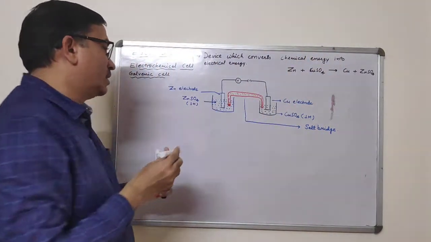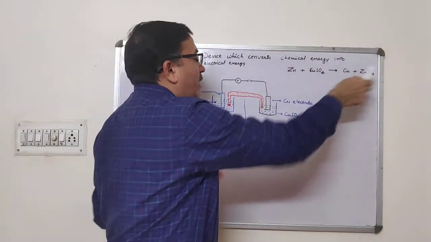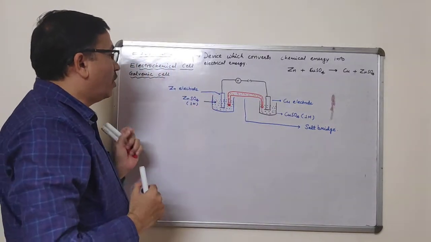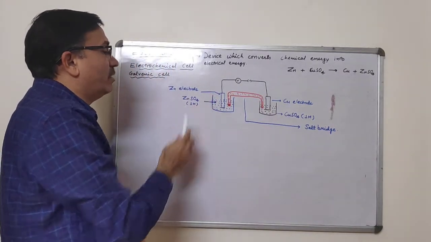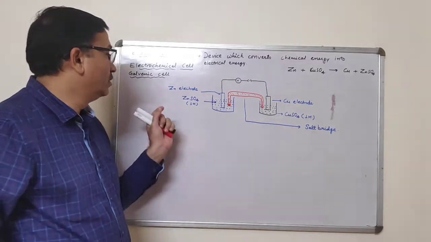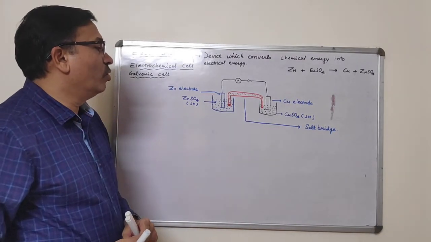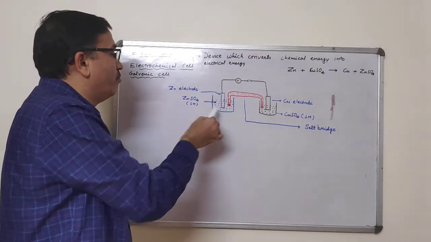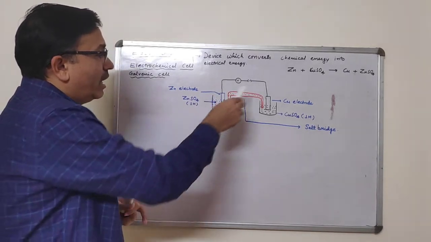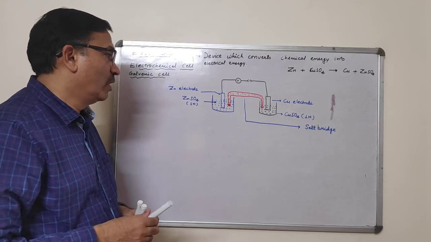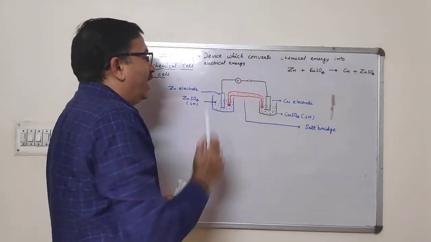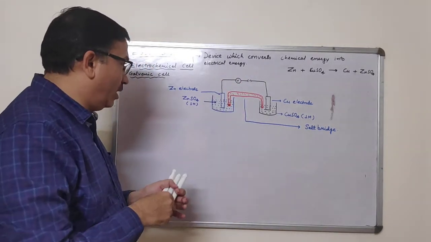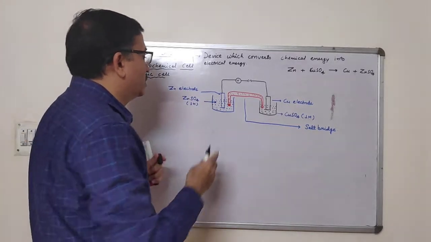So all the things according to these reactions are modified. What we have done? We have taken zinc sulfate of 1 molar concentration and copper sulfate of 1 molar concentration. In each solution we have dipped the same metallic electrode and connected them with a salt bridge. Now when I switch on the plug key, what happens?